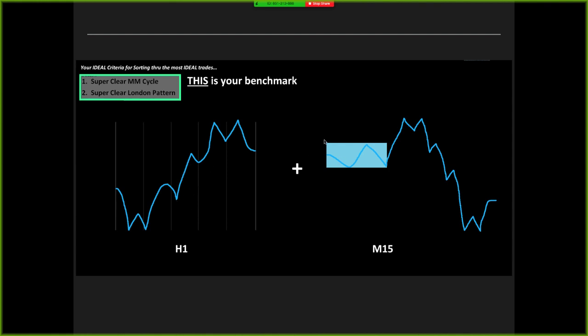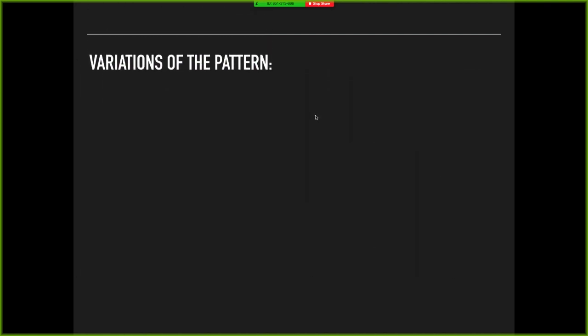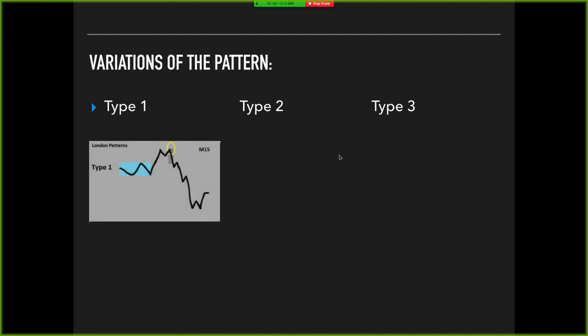So this is what you're looking for, right? And of course, we have the 3 variations of the pattern, okay? Type 1, type 2, type 3. So this is what I want to focus on today, and being able to recognize what these look like on the charts, okay, with some examples for you guys of these that happened this week.